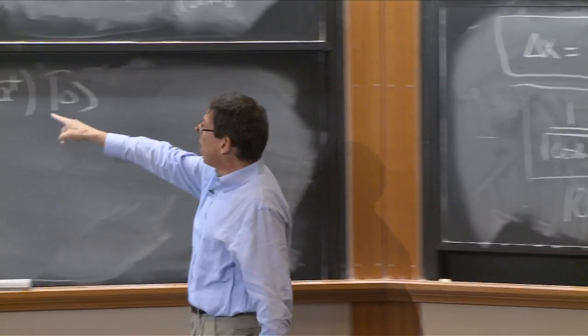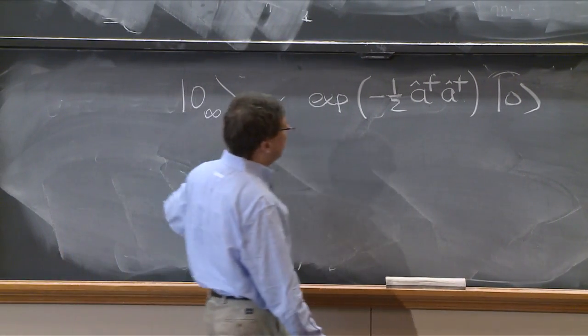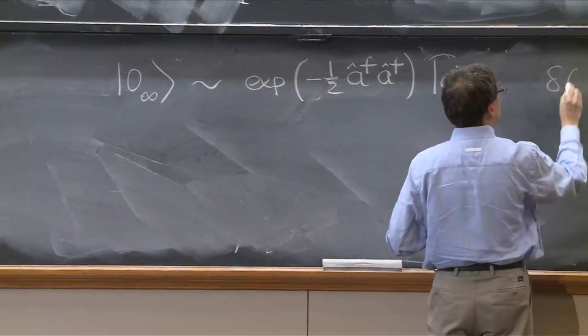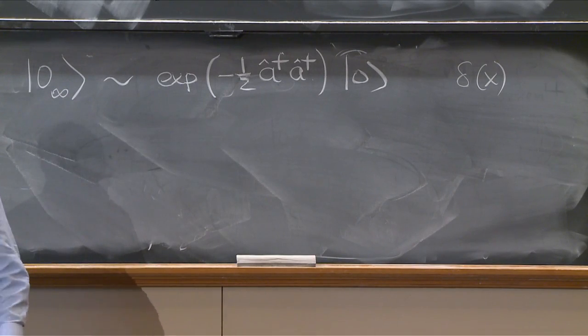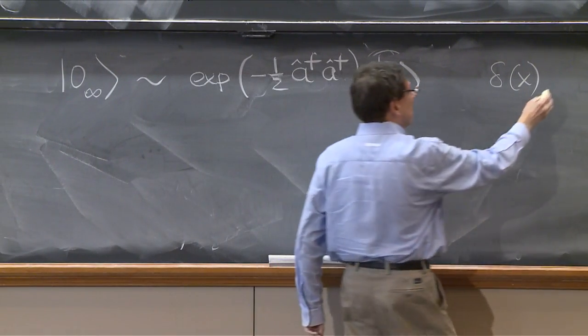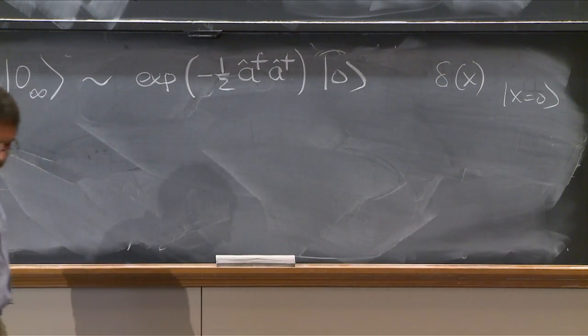And when you go to 1, you get this. And what should this be? This should be the wave function associated to a delta function. This would be the state, the position state x equals 0. Roughly, it's a delta function.